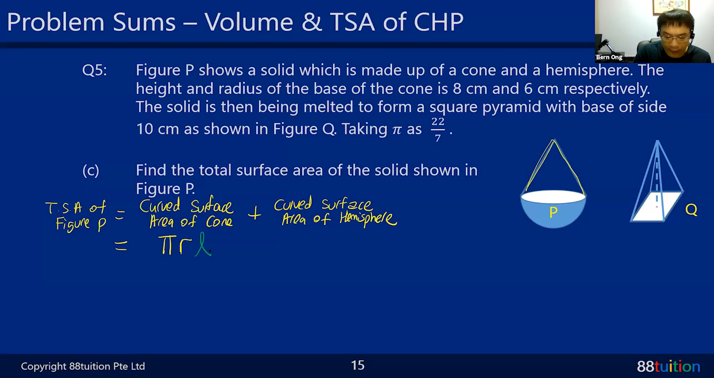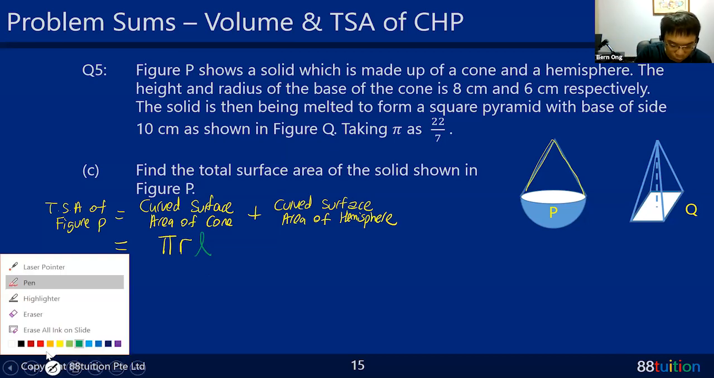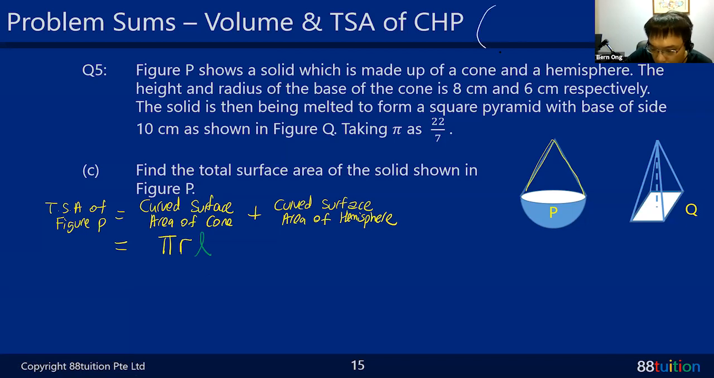How to find the curved surface area of the hemisphere? Nothing to worry. Remember just now the full sphere? The total surface area of the sphere is given as 4 pi r squared. This is one of the formulas. 4 pi r squared is the whole thing. So half of it, the curvy part, is simply 2 pi r squared. Half of 4, isn't it a 2?